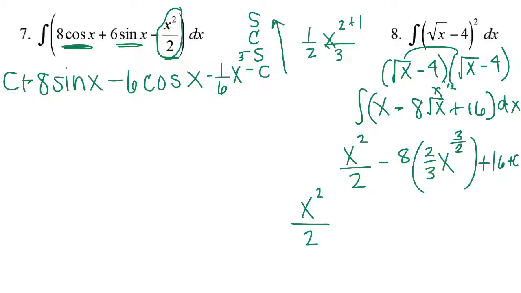X squared over 2 minus 16 over 3 x to the 3 halves plus 16, that should be 16x, shouldn't it? Plus c. Okay, moving on.